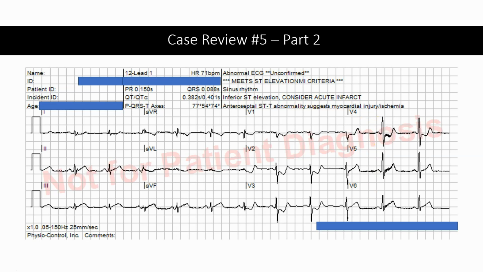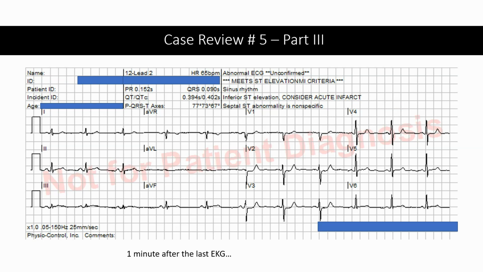What I want to say about this is one positive EKG, in my opinion, and in the opinion of many cardiologists, is enough. One STEMI positive EKG in a patient who continues to have ischemic chest discomfort needs to go to the cath lab.